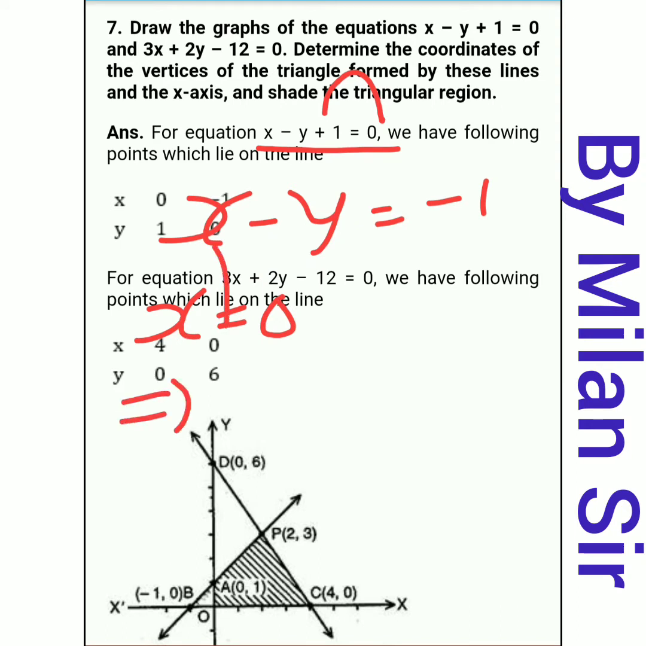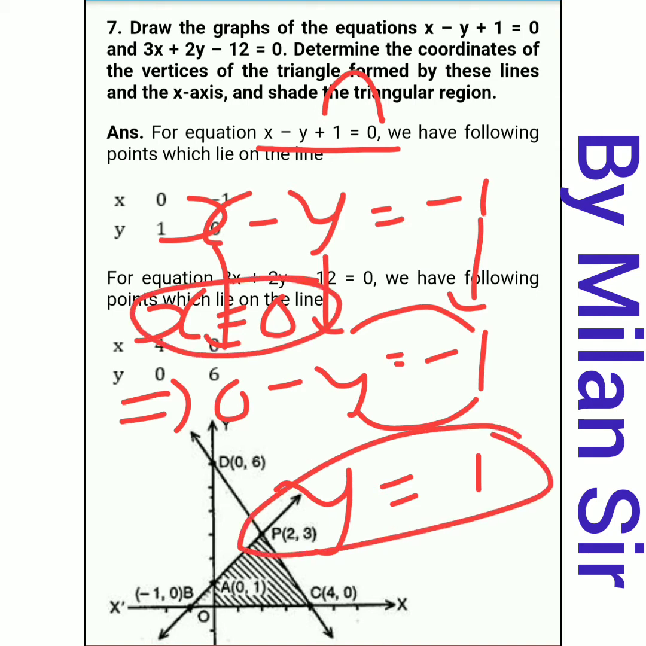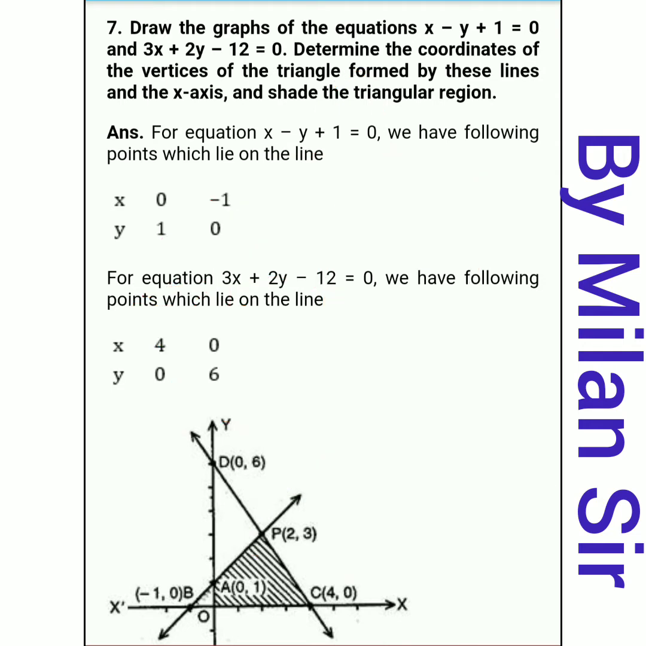So here in place of x, 0, minus y equals minus 1. Now minus minus cancel from both sides, or transfer y to the right hand side and 1 to the left hand side, so both become plus, right? So y equals 1. So if x equals 0, then y equals 1. This is our first point, right? x equals 0, y equals 1.